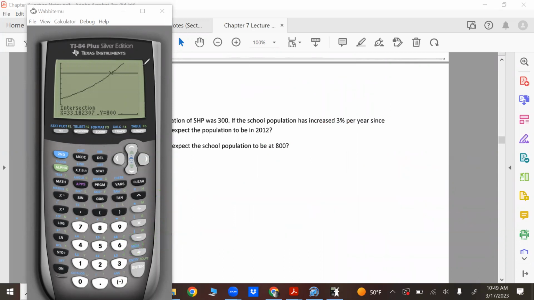Let me go clear. Let me go back to the home screen. Okay, so what did I do? I had this equation I had to solve, right? This is the equation I had to solve: 800. And by the way, you could do this for any equation in anything you do in math. This technique will work for any equation that you want to solve.